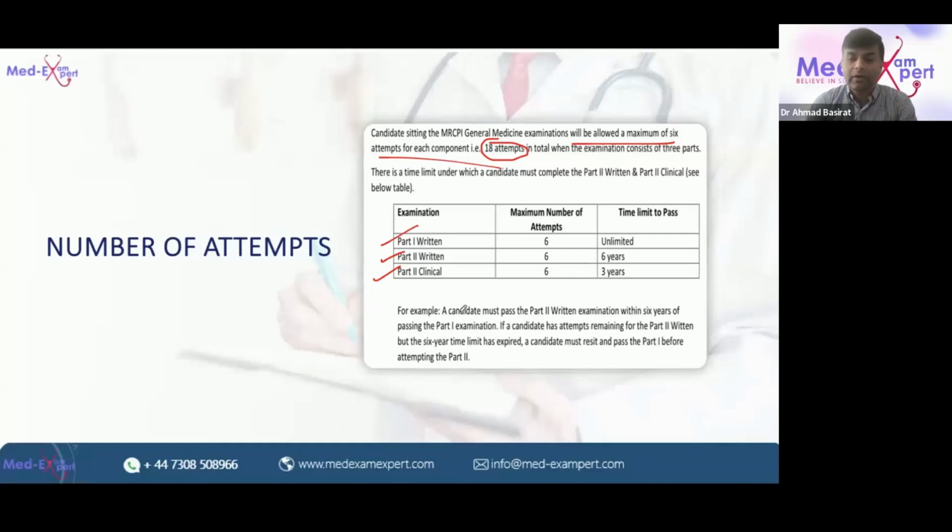Okay, thank you. So for example, a candidate must pass the part two written examination within 6 years of passing the part one examination. If a candidate has attempts remaining for part two written, but the 6 year time limit has expired, a candidate must resit and pass part one before attempting part two. I hope it makes sense.